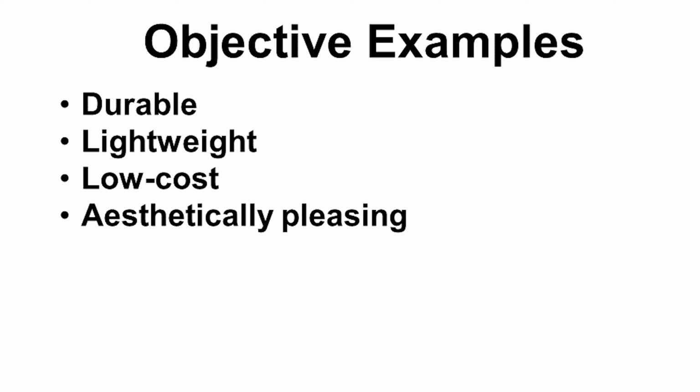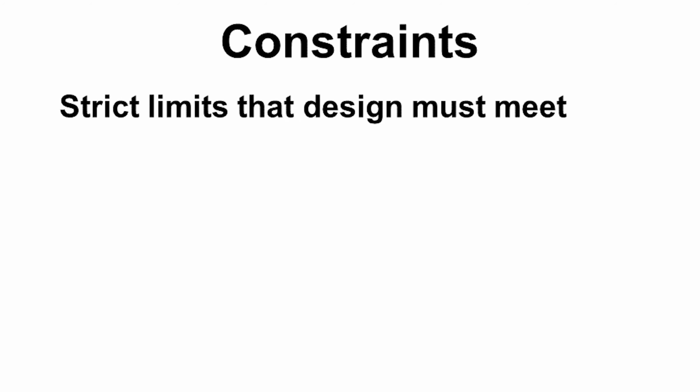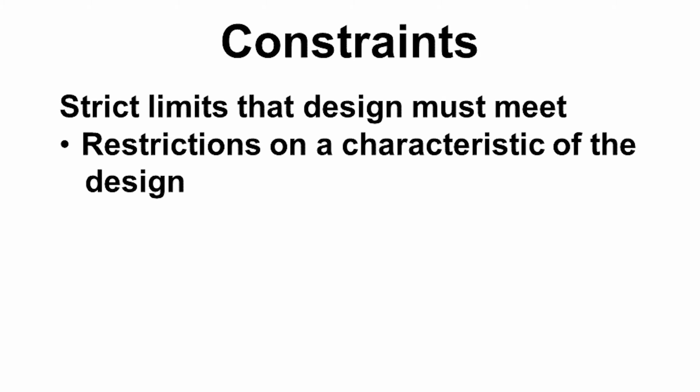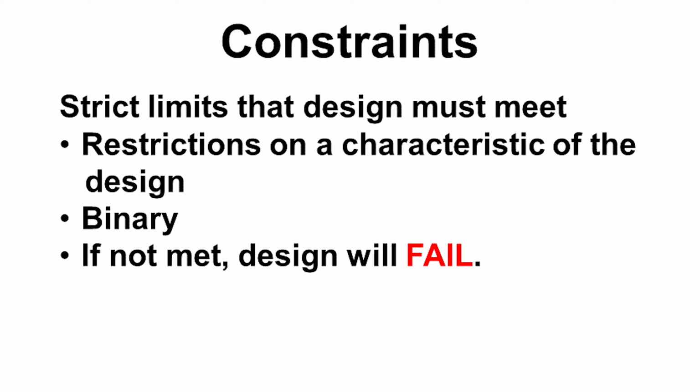Constraints are strict bounds or conditions that a design must meet to be acceptable. Constraints are restrictions or limitations on a value or characteristic of the design. One important identifier of a constraint is that it's binary. You either meet it or you don't. So if a constraint is not met, the design will fail.